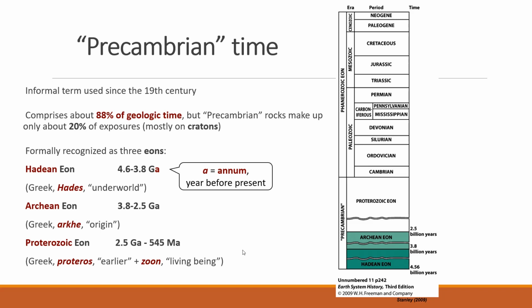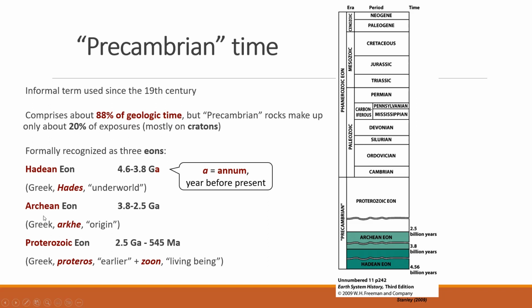Ga stands for giga-annum. Giga is billion. Annum is year before present, so it's billion years before present, or billion years ago. We can also have big M, a, which would be million years ago, for mega. So we see that down here.